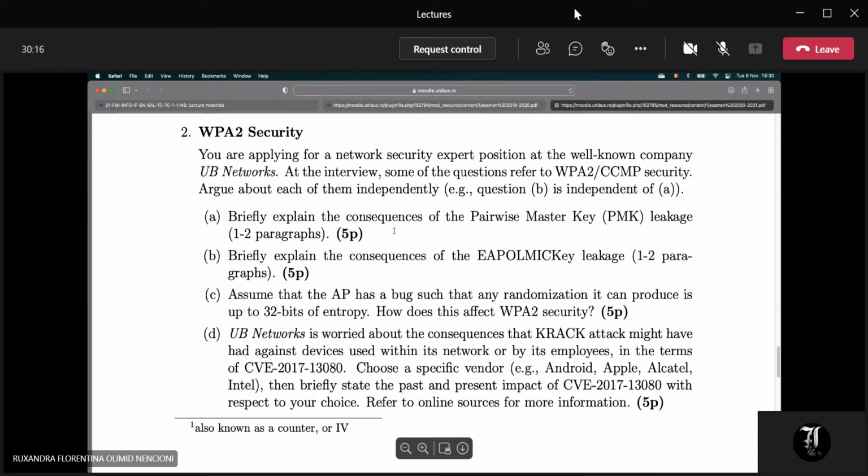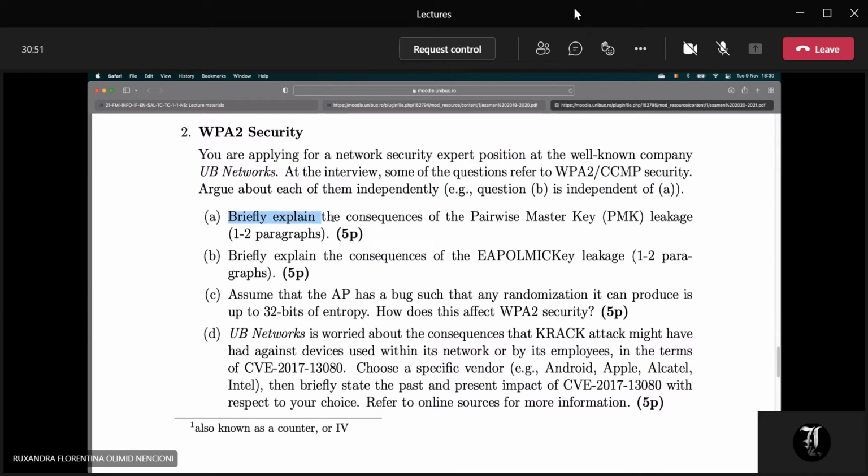So WPA2 security, let's start with this one. You're applying for a network security expert position at the well-known company UB Networks. That's the University of Bucharest Networks. It's an important company if you didn't hear about it. In the interview, some of the questions refer to WPA2 CCMP security. So it is WPA2 using CCMP. Argue about each of them independently. So for example, question B is independent of question A. So don't consider one related to the other, okay?